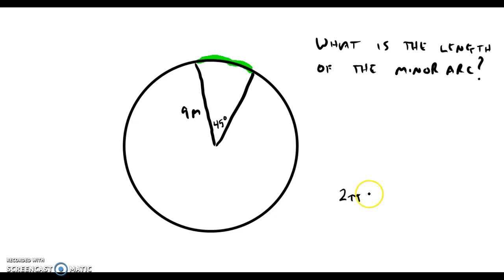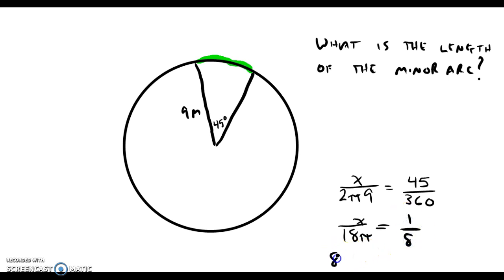So 2 pi r, and our radius is 9, and we're going to be looking for that distance, x, is equal to, over 360. Remember, part over whole, and 45 is the part. And if this angle is 45, it's a central angle, then that arc is 45 degrees. So now we're just trying to find what it is in radians, exactly. So now we're just going to go, 18 pi is our denominator over x is equal to 45 over 360, which reduces down to 1 over 8. So 8x is equal to 18 pi.